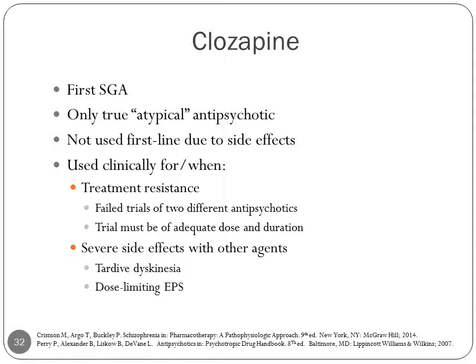So clinically speaking, we really only use it for treatment resistance, which is defined as failing trials of 2 different antipsychotics at an adequate dose and duration, or if a patient has severe side effects with other agents, such as tardive dyskinesia or dose-limiting extrapyramidal symptoms. In those cases, you'll often see providers go toward clozapine.